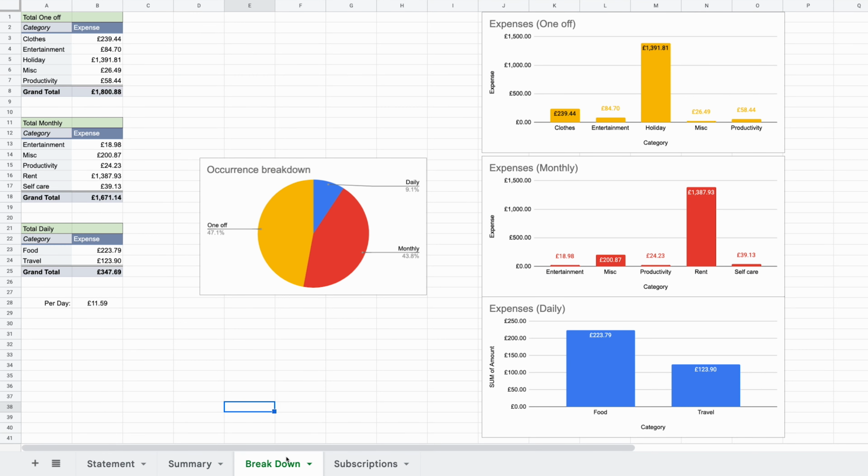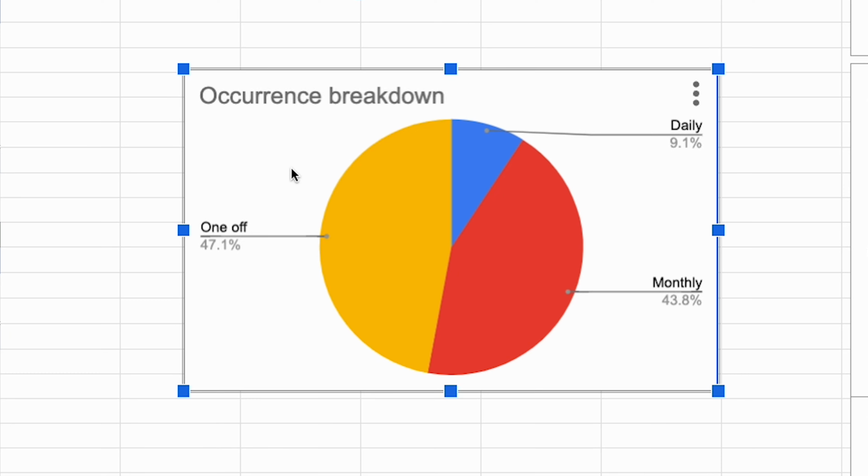But yeah, I've done some more analysis on this breakdown tab. And this basically breaks down my spending based on occurrence. So when I had that occurrence column and I said it was a daily, monthly, one-off expense, I've broken down the expenses grouped by those different occurrences to get a better idea of how much I need to spend each month and how much I'm spending just for pure materialistic desire. So in this pie chart, you can see by the occurrence breakdown that like 47% of my spending is on a one-off purchase.